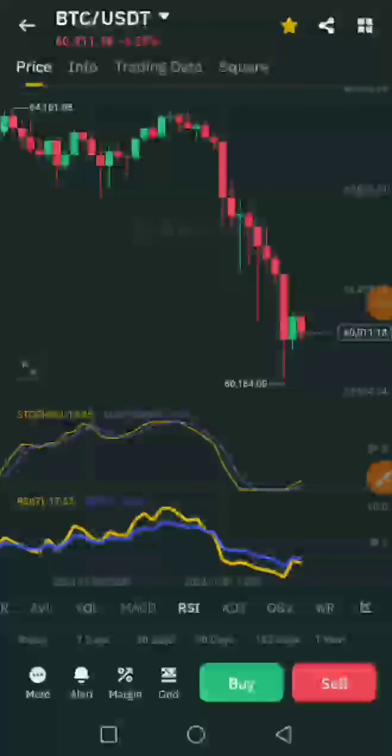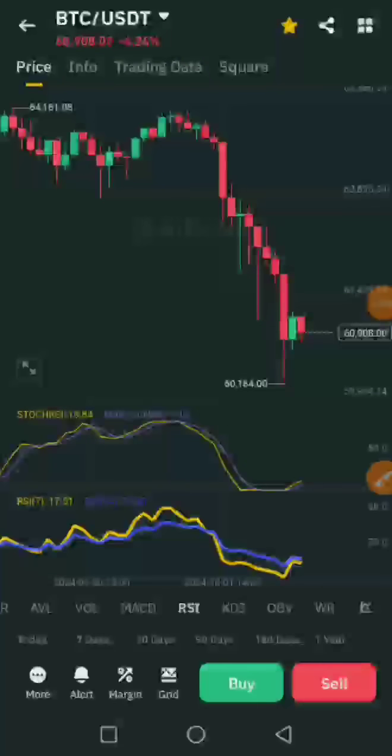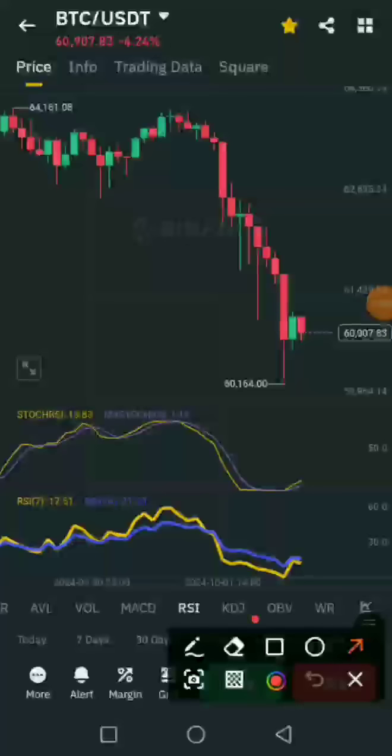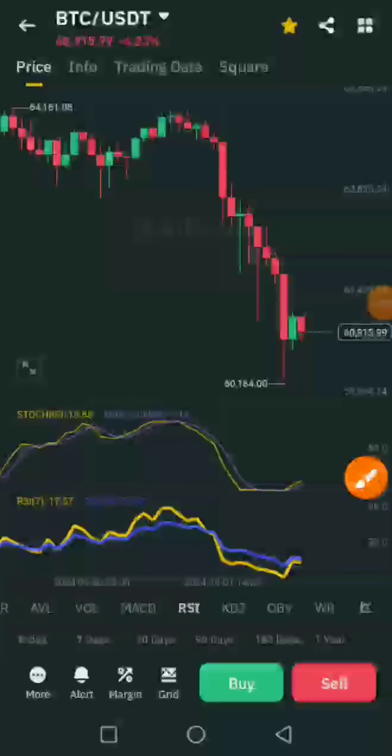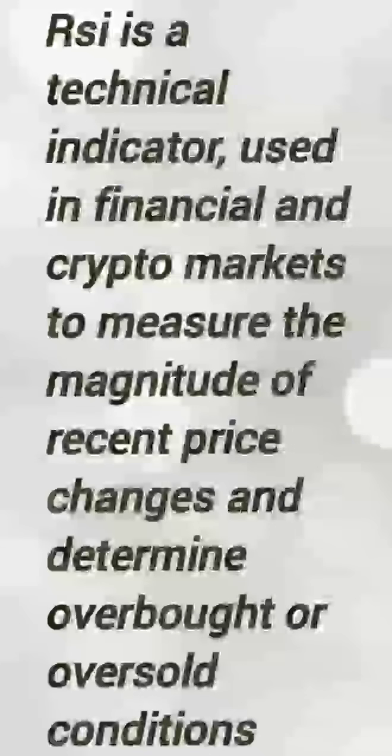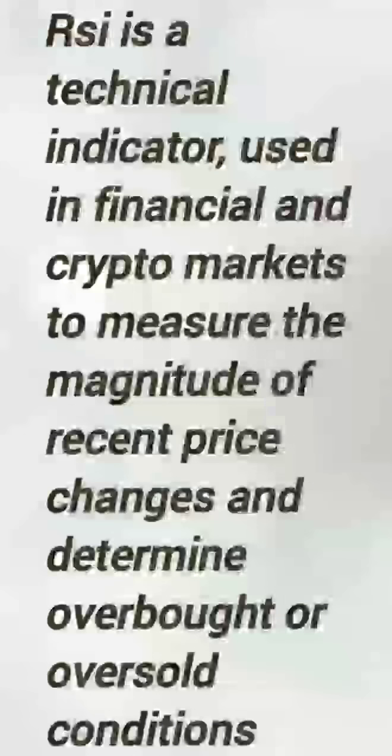So the RSI, known as the Relative Strength Index. Let me show you the difference. This one here is the RSI, and this one here is the stochastic RSI. This RSI is a technical indicator that is used in financial markets to measure the magnitude of recent price changes and determine overbought or oversold condition. Let me repeat it. RSI is a technical indicator that is used in financial markets or the crypto market to measure the magnitude of recent price changes and determine overbought or oversold condition.